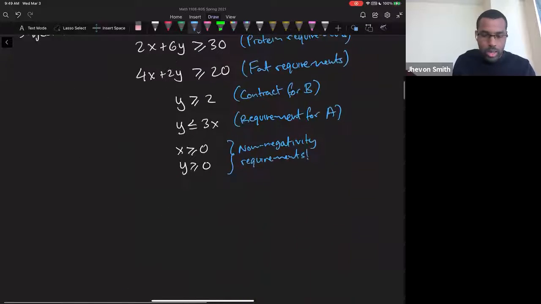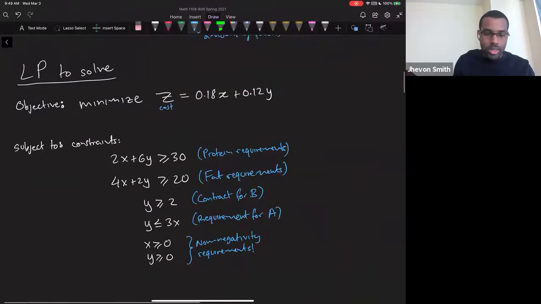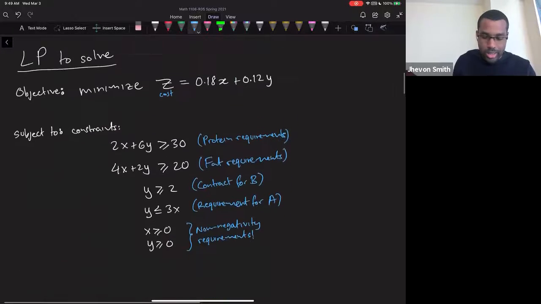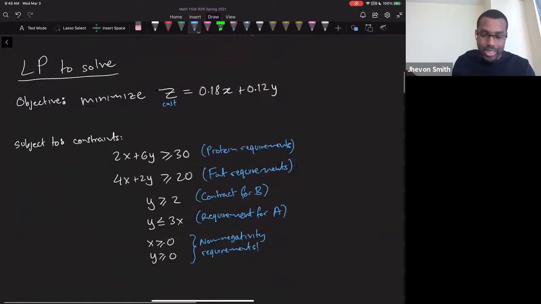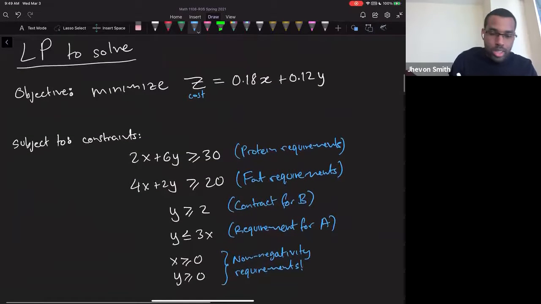So now that's the actual linear programming problem. It turns out that the problem the owner of this rescue center has is a linear programming problem. Who would have thought? Of course we thought that because we're in the class and that's what we're working on now. So now remember how to solve these.